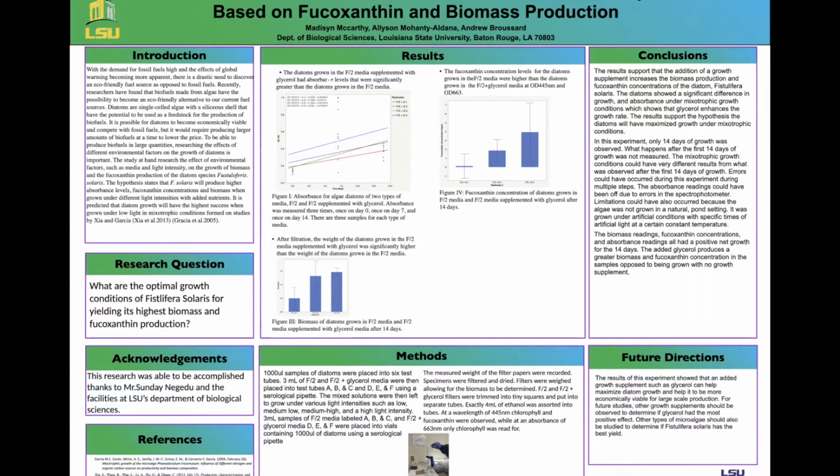The research question attempted to be answered is, what are the optimal growth conditions of P. ciliaris for yielding its highest biomass and fucoxanthin concentration?